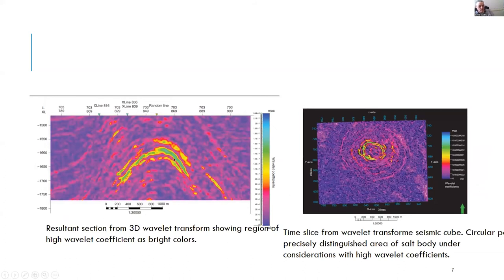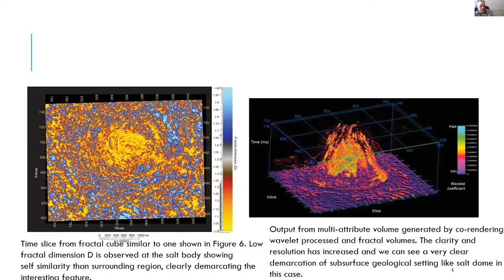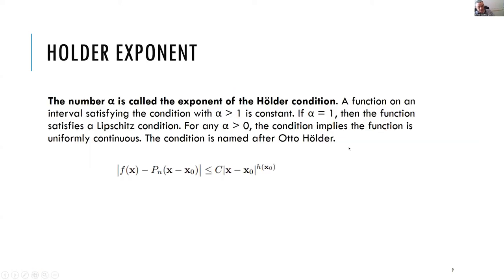With the 3D wavelet transform, we can observe that it highlights the salt dome, and the time slice of the wavelet transform can precisely distinguish the area of the salt body under consideration with high wavelet coefficients. So a salt body is characterized by high wavelet coefficients. The time slice for the cube is similar to the one shown in the previous slide. The output of the multi-attribute generated using the wavelet transform and the fractal volume clearly highlights the salt body.